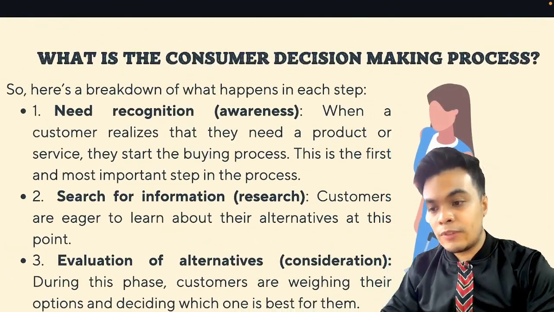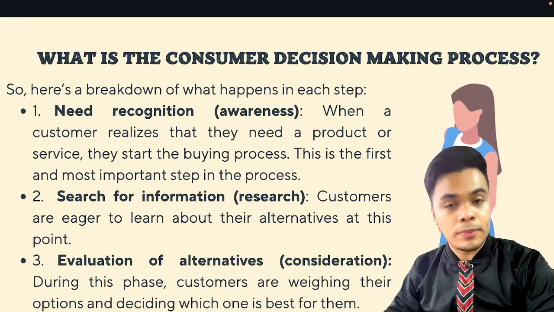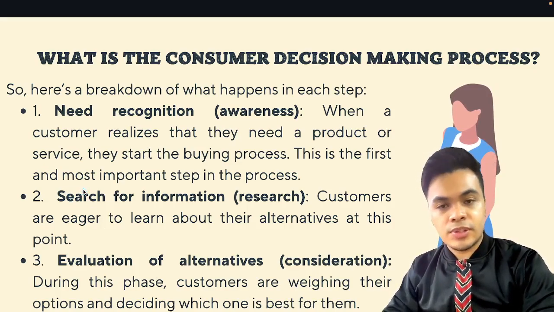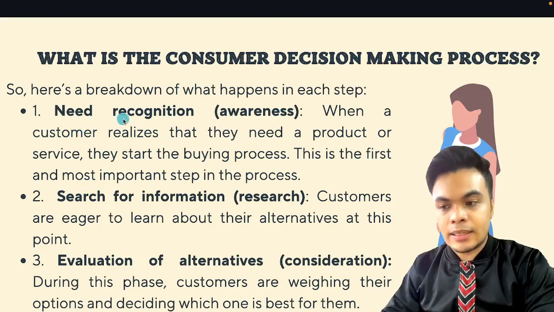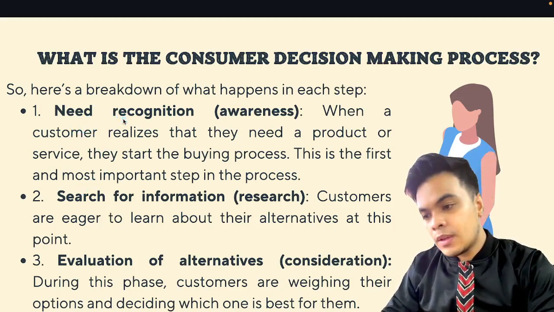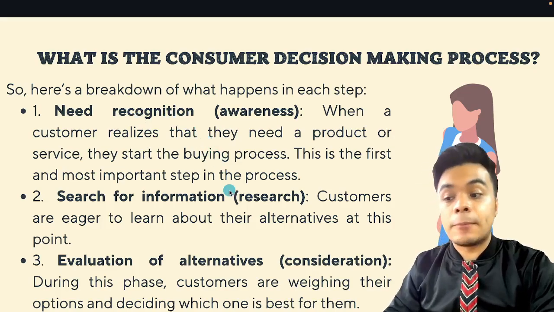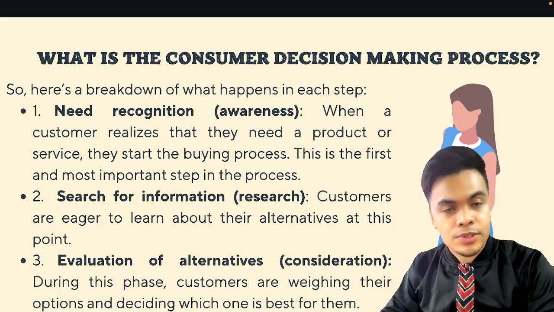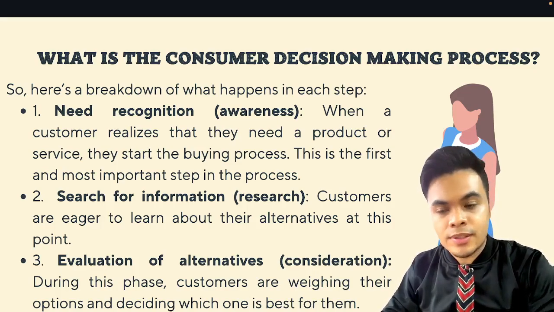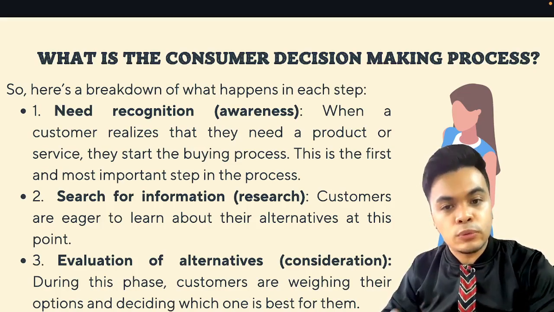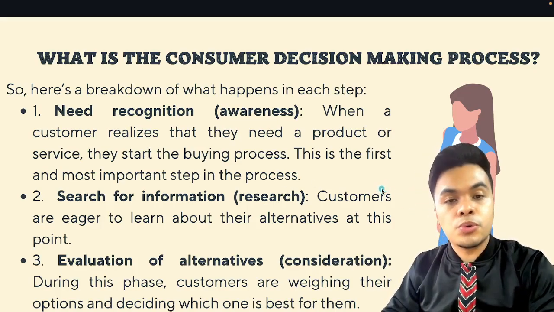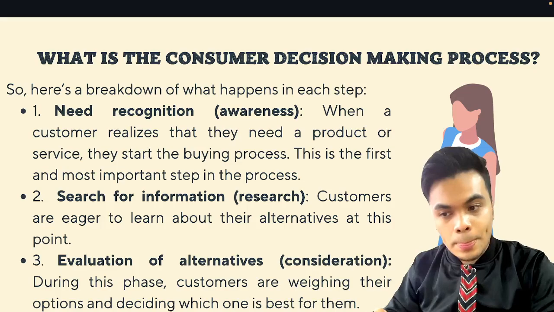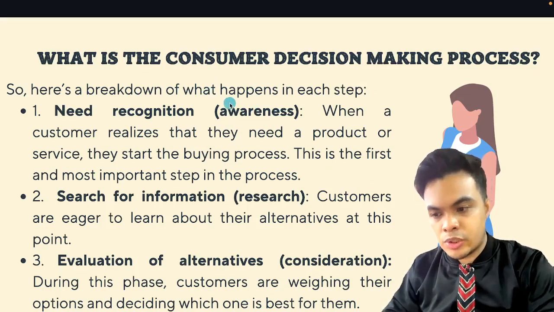To give you a summary, this is something we will be discussing briefly later. The process involves these steps. First is the need recognition, or your awareness. When a customer realizes that they need a product or service, they start the buying process, and it usually starts from this step. We recognize the need, something that is missing in our lives, something we need to fulfill. This is the very first step and the most important step in the process, because the next steps will be based on this one, the need recognition.